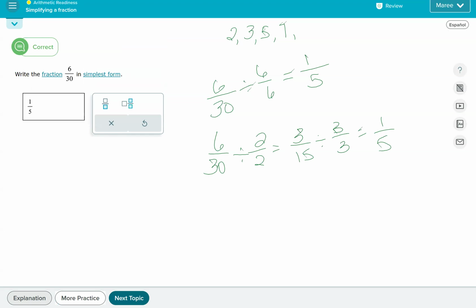So basically, to reduce a fraction, you're finding a number that goes into both the numerator and the denominator, and then dividing both of them by that same number. And that's the end of the lesson.